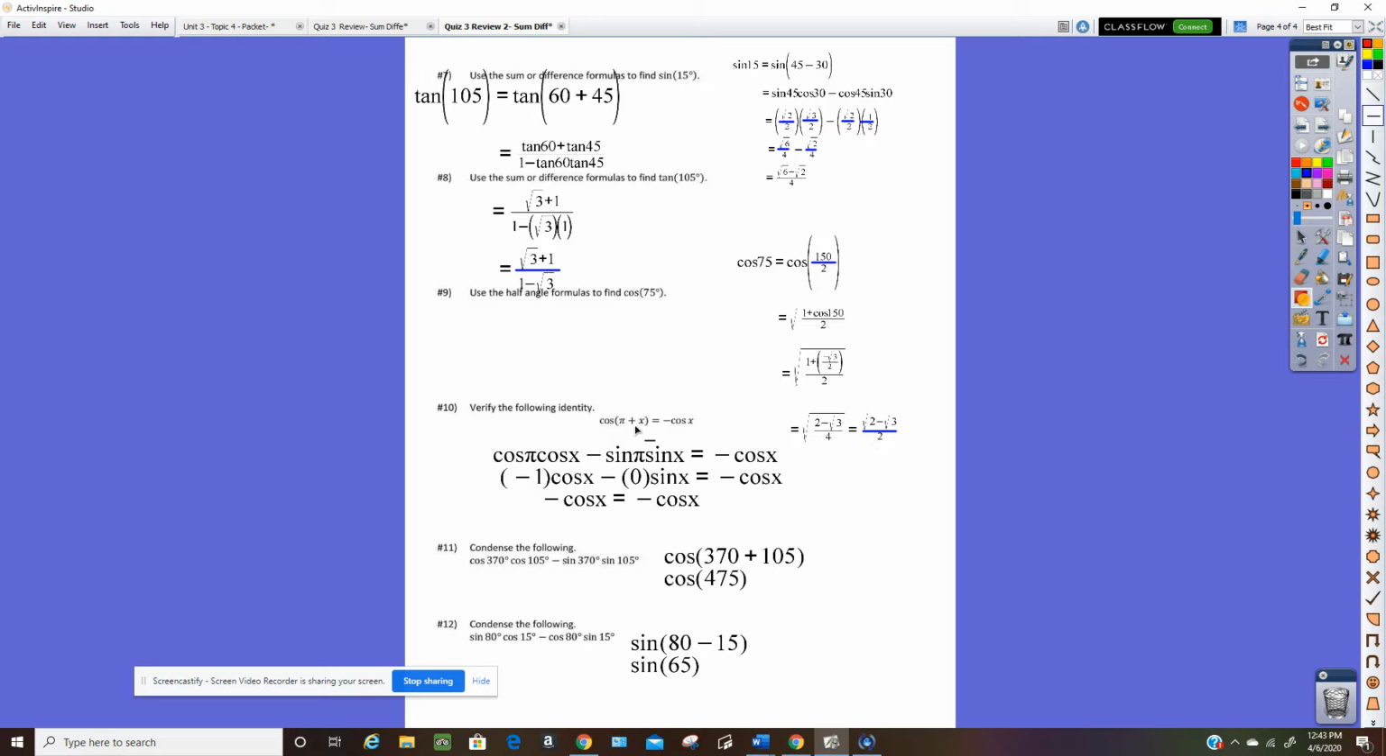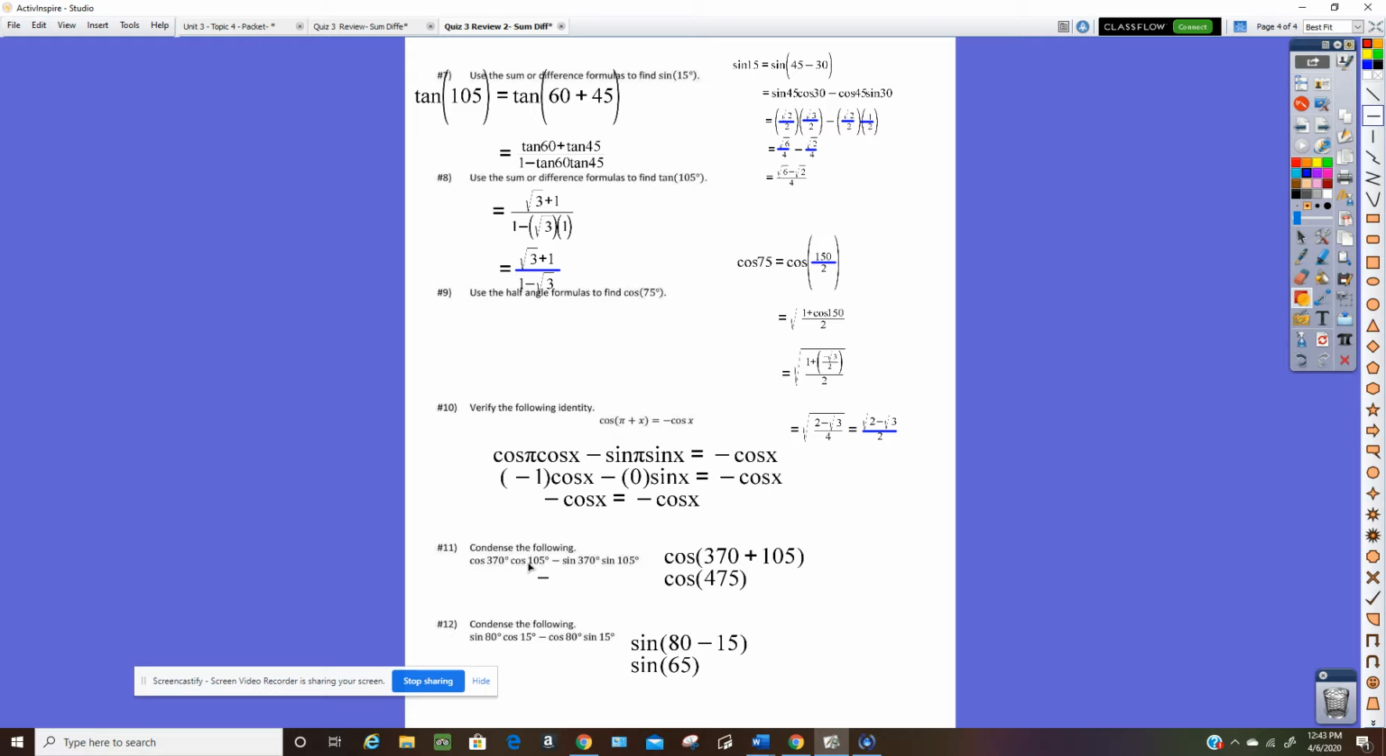And then verify the identity here. So we're trying to see if this left side is equal to the right. The sum identity for cosine: cosine pi cosine x minus sine pi sine x. Well, the cosine of 180 is negative 1, and the sine of 180 is 0. So you have negative 1 times cosine x, which is negative cosine x, and this is just a 0. That does equal the right side, negative cosine x.